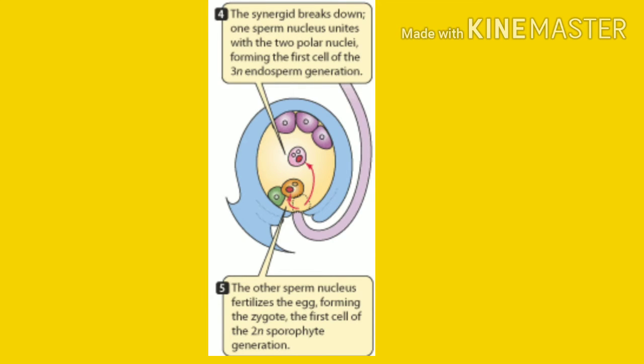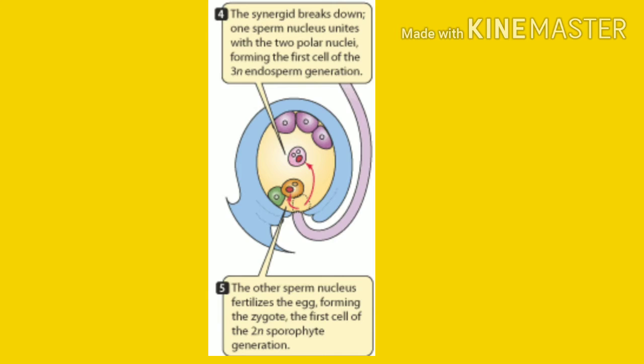The synergid breaks down, and one sperm nucleus unites with two polar nuclei to form a triploid nucleus, a triploid cell. This is called triple fusion, and the triploid nucleus develops into endosperm.